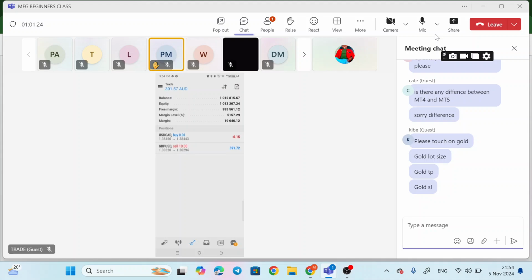Jua tu hivyo. Ikitoka 1991 mpaka 1992 hiyo ni 10 pips. Okay, so I think I will train us more on that and on the lot size probably also tomorrow if time allows.